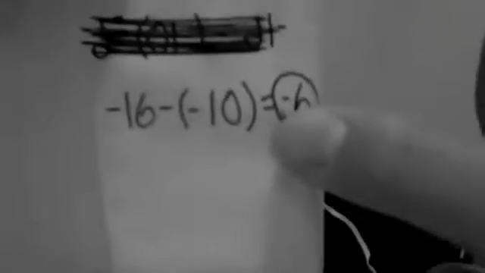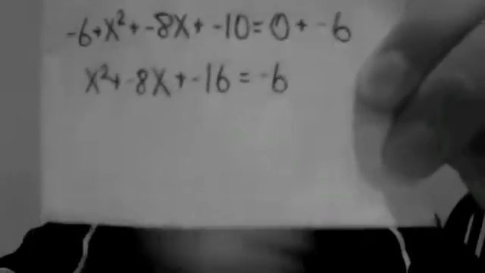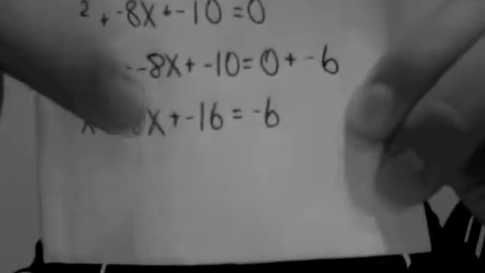To find what we have to add to both sides, we have to find the difference between negative 16 and negative 10. So, look at this for example. Negative 16 minus negative 10 equals negative 6. Negative 6 is what we have to add to both sides. So, let's do that. So here, we add a negative 6 to both sides, and you see we come out with x squared plus negative 8x plus negative 16 equals negative 6.